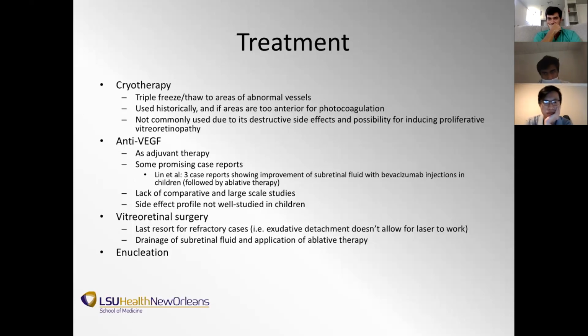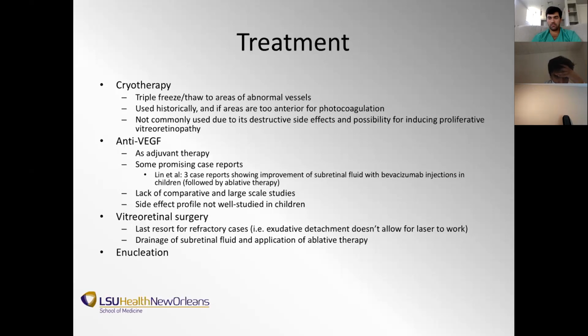Alternative treatments: cryotherapy is something that was used more historically. It's not too commonly used nowadays because it is a little more destructive, causes a lot of inflammation in the eye, and has a possibility of inducing proliferative vitreoretinopathy. But if it is used, it's sometimes used in a triple freeze-thaw fashion to areas of abnormal blood vessels. It can also be used in cases where photocoagulation isn't possible, if the area that needs to be treated is too anterior.